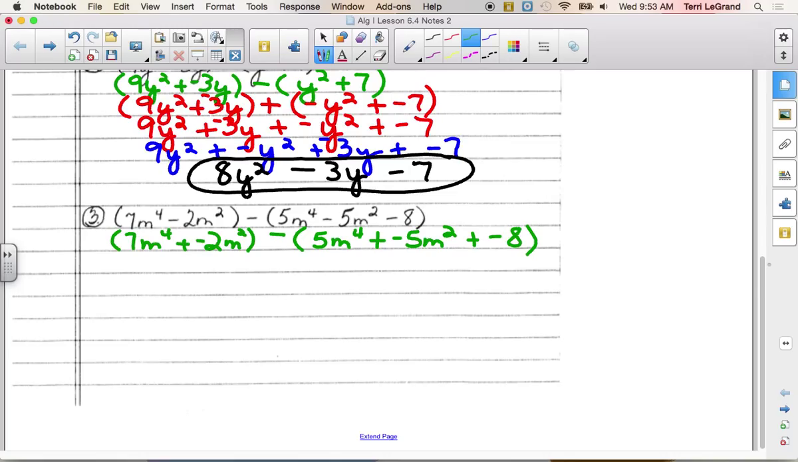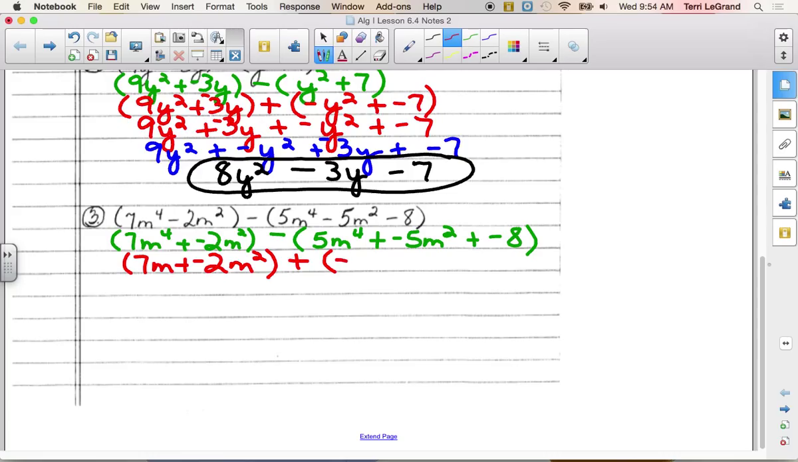So do we have that right? Or do I have that right? Okay, now we're going to change only the second polynomial. The first one doesn't change. Whenever we change to add the opposite, we don't change the first one. We change what is being subtracted to its opposite.